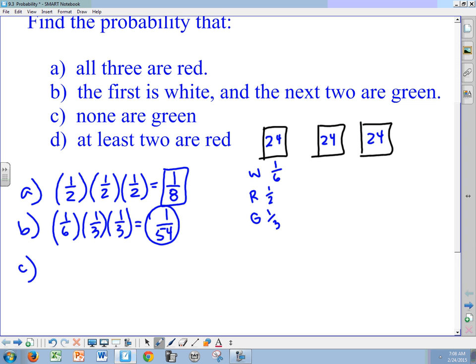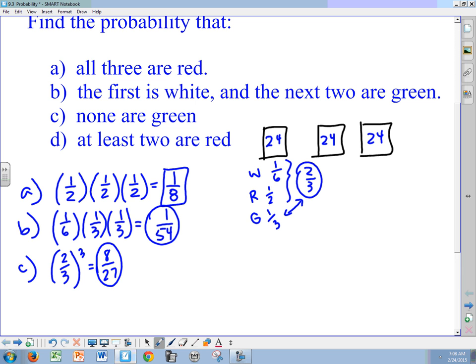Part C, none are green. So in this case, since none of them are green, we're going to combine the reds and the whites. So we're looking at 2/3. In other words, the same thing as not green. So 1/3 for green, 2/3 for not green. So we're going to say none of them are going to be green is 2/3 cubed, or 8 over 27. So actually a pretty good chance that that's going to be the case.